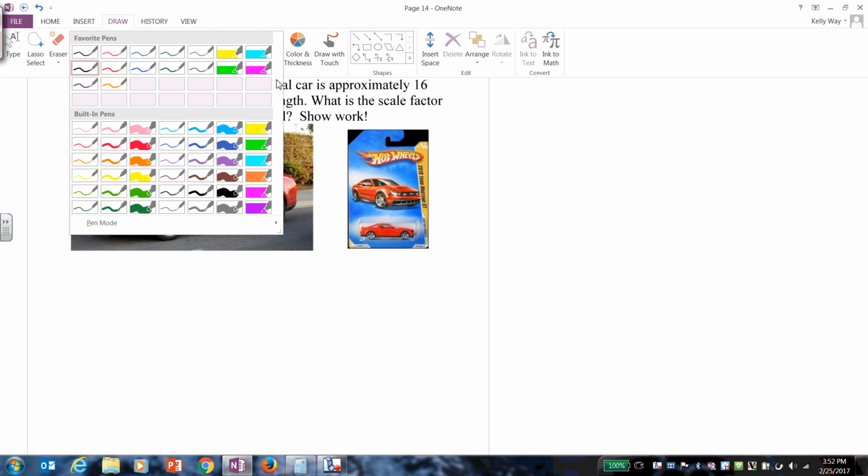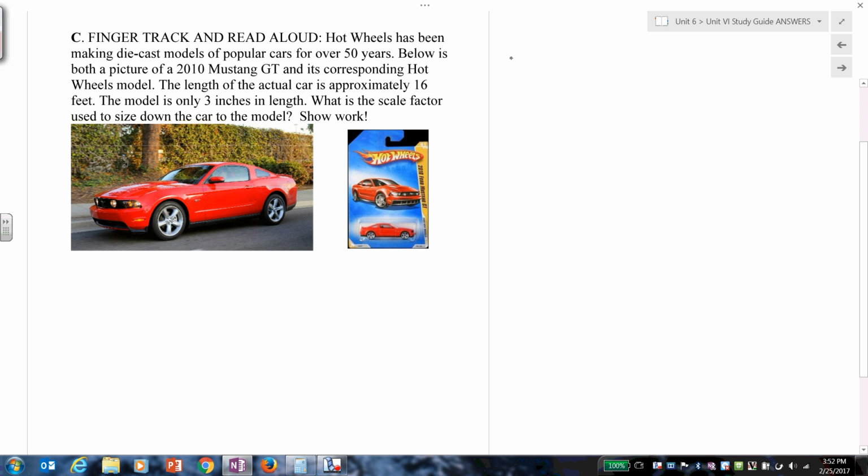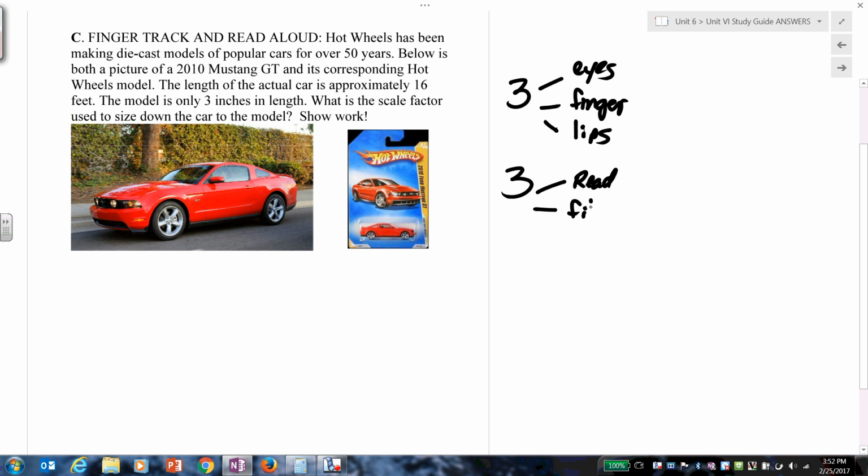Problem C. We're going to read with 3 body parts 3 times. Again, the 3 body parts are your eyes, your finger tracking, and your lips moving. The first time you simply read. Second time you filter. Third time you draw, label, list, cross stuff out. Let's follow this order here.